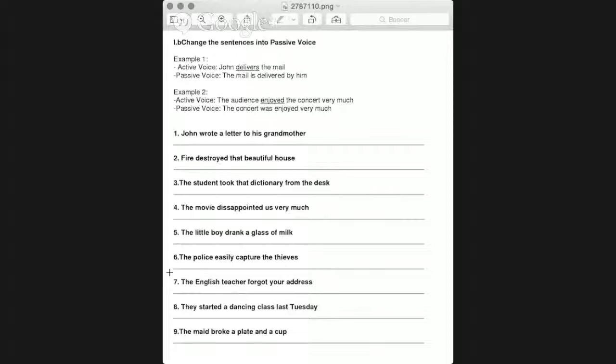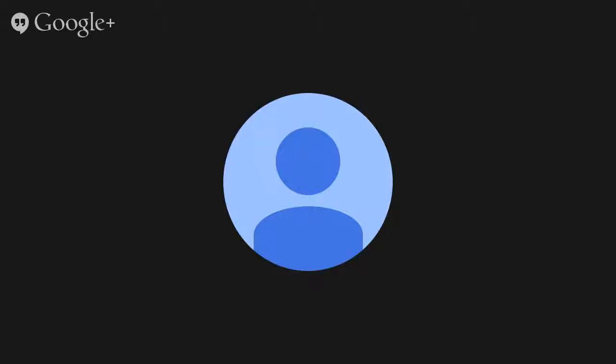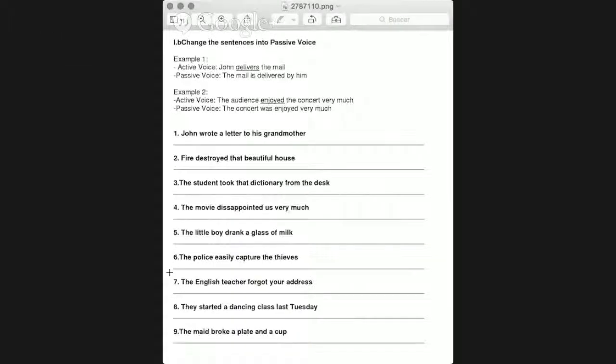Since it's not a specific subject, right? They started a dancing class last Tuesday. You could also say the dancing class started last Tuesday, right? So you don't need to include them, because it's not specific in the first place. You don't know who they are. So if you wanted to make the focus on the dancing class and when it started, it could just be the dancing class started last Tuesday. Exactly. Does that make sense?